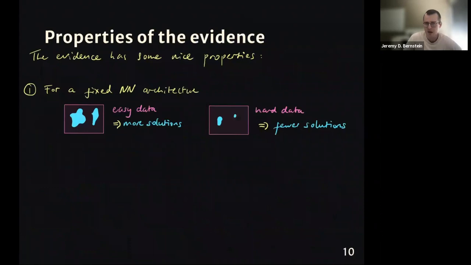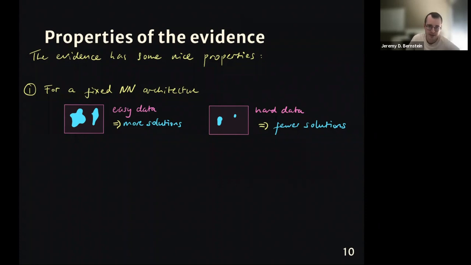Okay. I'm going to call that thing the evidence. The evidence is the number of solutions divided by the number of weight vectors, or the volume of solutions divided by the volume of weight vectors. It really is the Bayesian evidence, but we can just define the evidence to be this ratio of volumes.